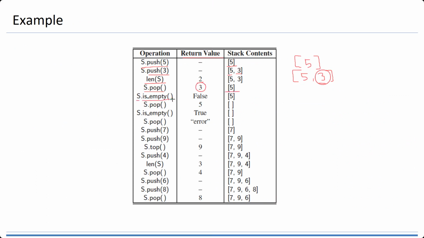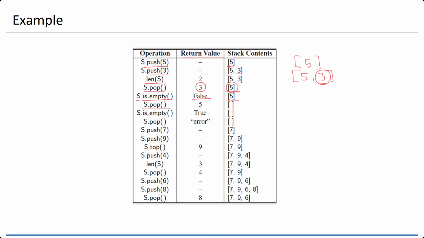Now I'm going to check whether S is empty or not. Now we still have one element, then the value will be false. And the stack content is still 5.